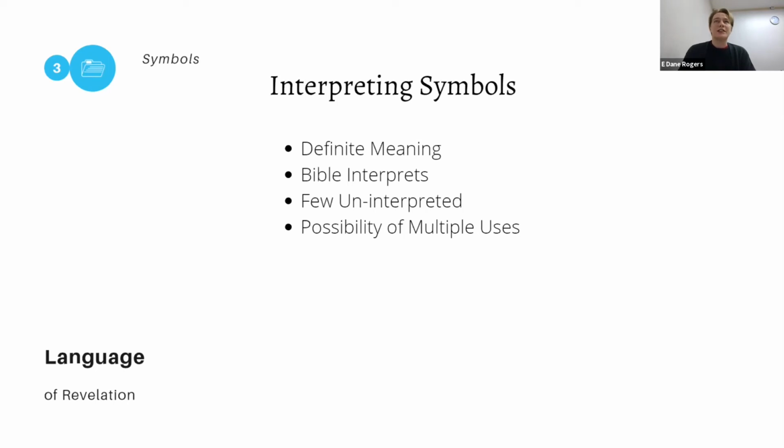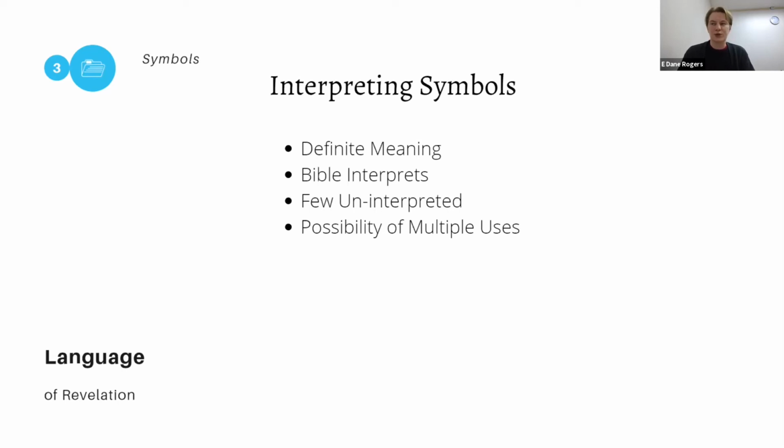And there is the possibility of multiple uses. For example, stars, sometimes they're used as representative of angels. We'll see that in Revelation 12, that a third of the stars are swept away by the tail of the dragon. And this goes back to the book of Jude, when it's representative of Satan in his fall, where he takes a third of the angels with him. So we see angels represented as stars.